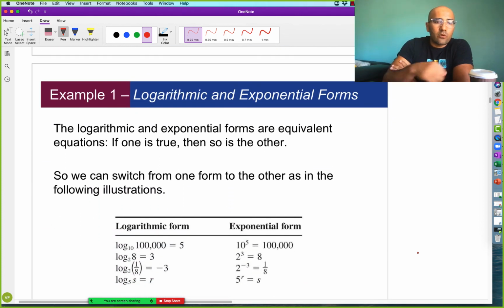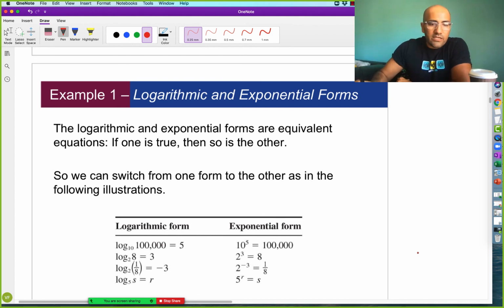Okay, so let's look at some more examples, going back and forth between logarithmic form and exponential form. You can always go back and forth between the two. So log base 10 of 100,000 equals 5 if and only if 10 to the power of 5 equals 100,000. And we already looked at log base 2 of 8 equals 3 if and only if 2 to the third power equals 8.